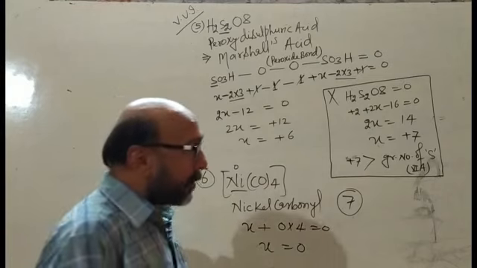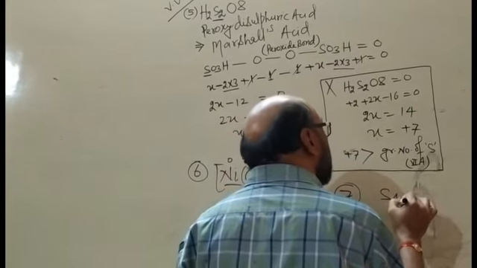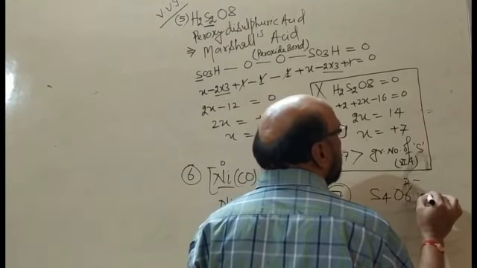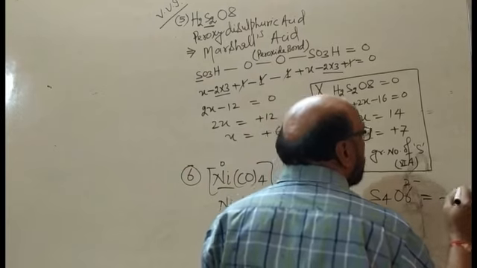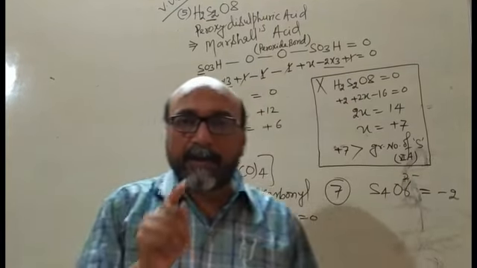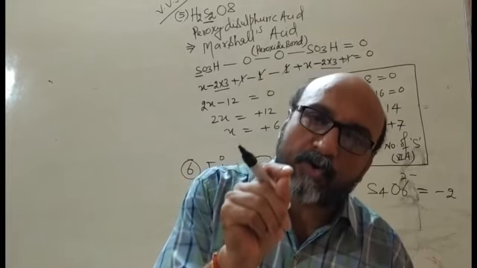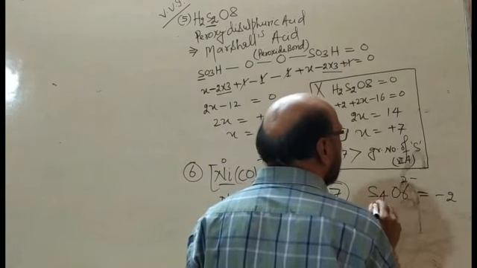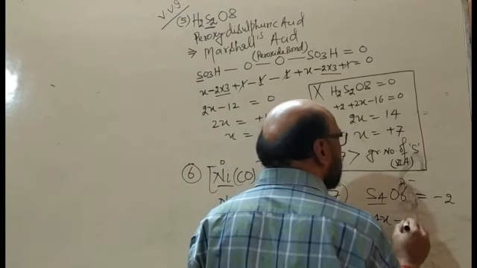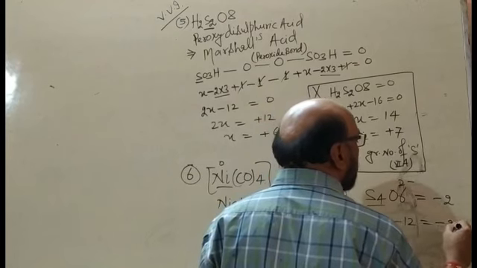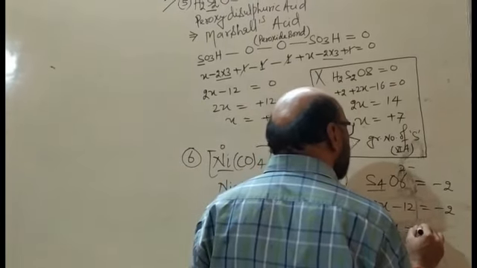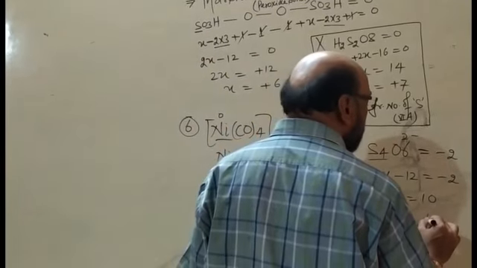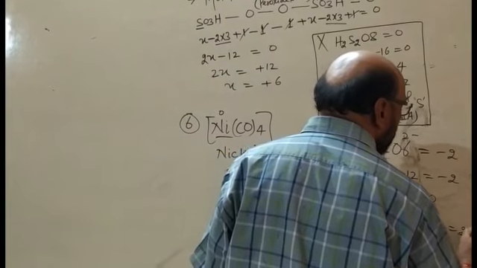Now the next question is S4O6 2-. It is an ion. Therefore, the total sum of oxidation states of elements in an ion is equal to the charge present on the ion. Here the charge present is -2. We shall use 4x - 12 = -2, 4x is equal to 10, x is equal to 10 upon 4, that is 2.5.